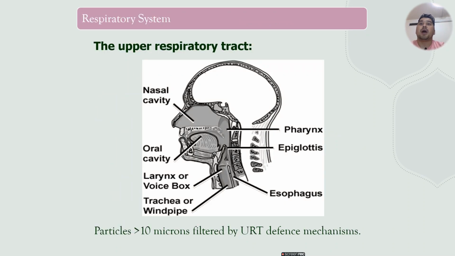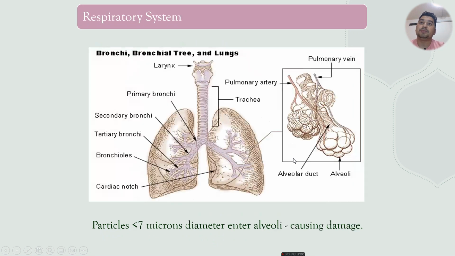Respiratory system, the respiratory tract. This is the respiratory system: nasal cavity, oral cavity, larynx or voice box, trachea or windpipe, epiglottis, and esophagus. Particles greater than 10 microns are filtered by the upper respiratory tract defense mechanism.